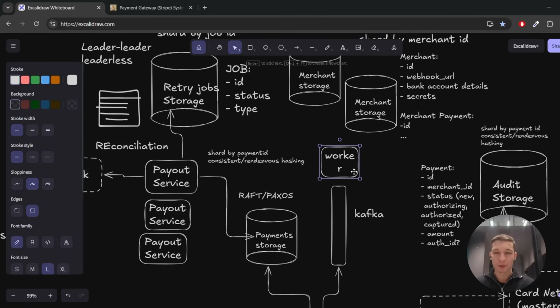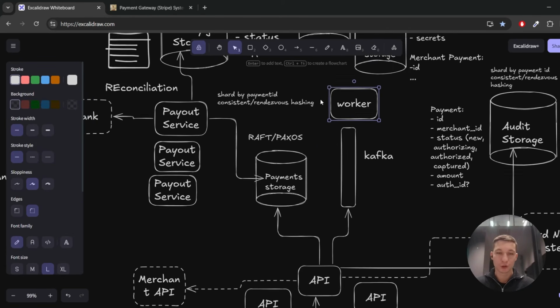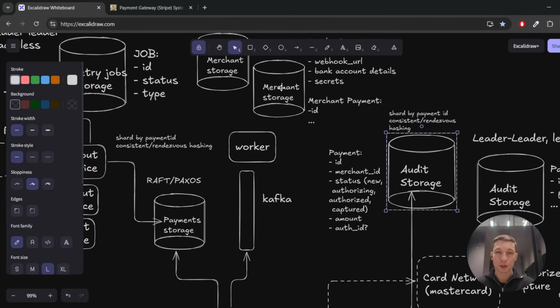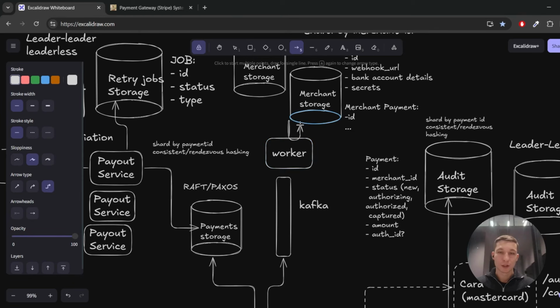So I will have a separate worker or set of workers for updating the merchant API. I will have a set of workers for updating audit storage, merchant storage, and stuff like that. So this worker is going to write everywhere.